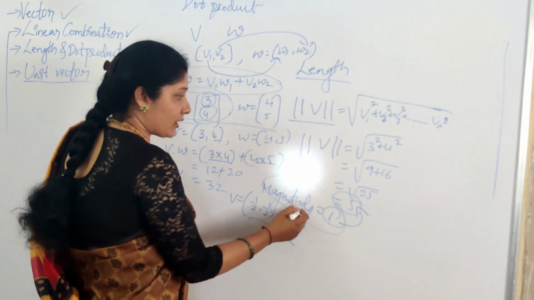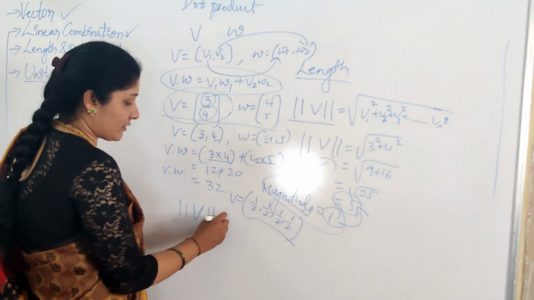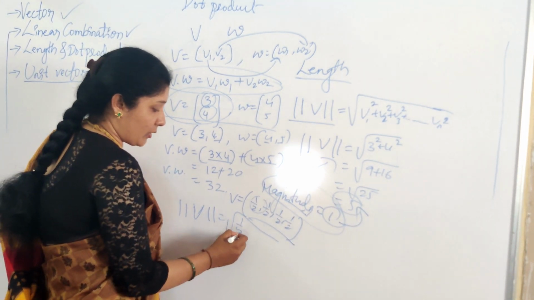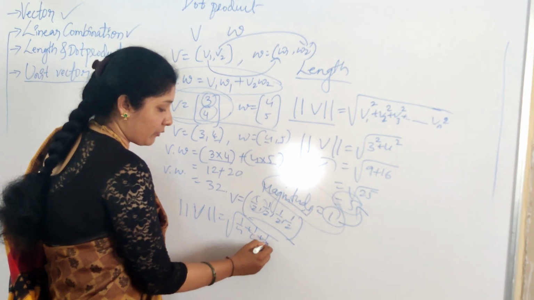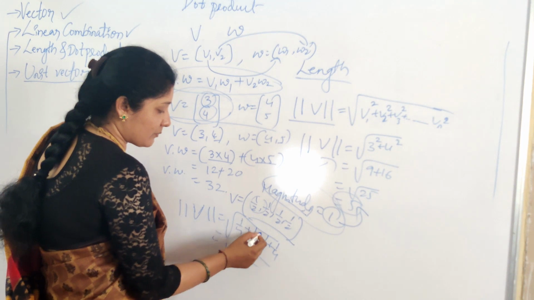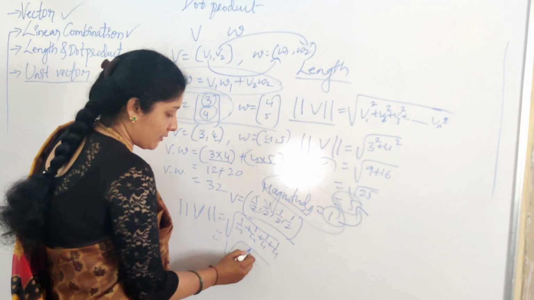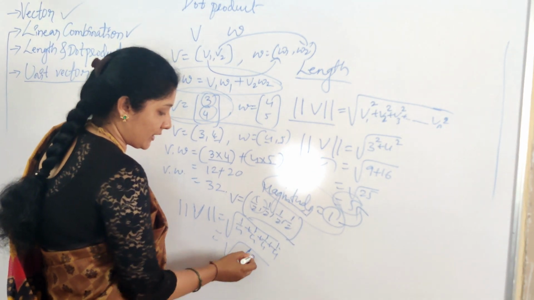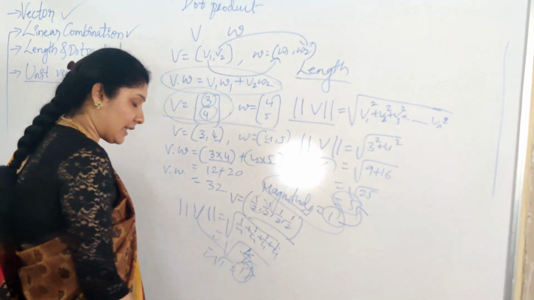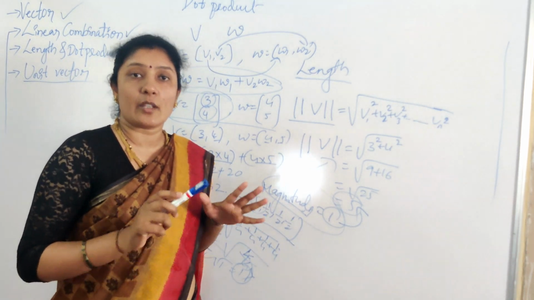Now, how do you find the magnitude, the length? The length of the vector is equal to the square root of the squares of all these: 1/4, 1/4, 1/4 plus 1/4. The LCM is 4, and this becomes 1 plus 1 plus 1 plus 1, that is 4. It gets cancelled. The square root of 1 is nothing but 1. So when the length or the magnitude of a vector is 1, then it is called a unit vector.